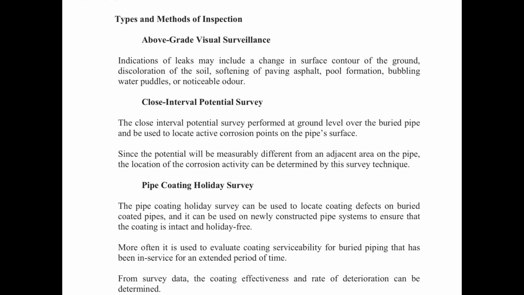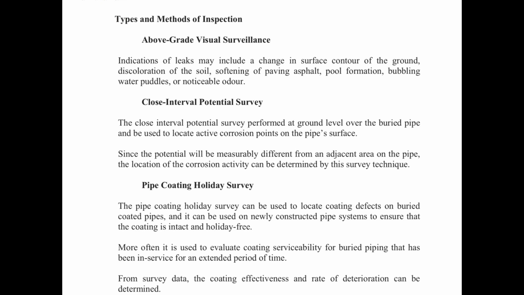Types and methods of inspection for buried piping. Above ground visual surveillance inspections. Indications of leaks may include a change in surface contour of the ground, discoloration of the soil, softening of the paving, asphalt, etc. Because you can have some indications in the ground, based on that you can proceed with the inspection.